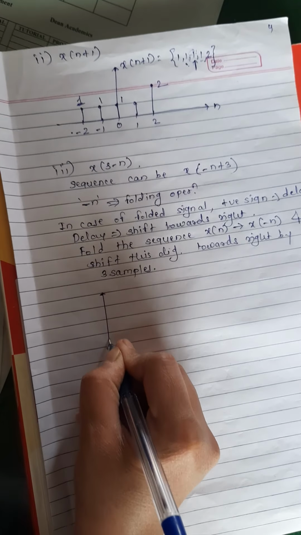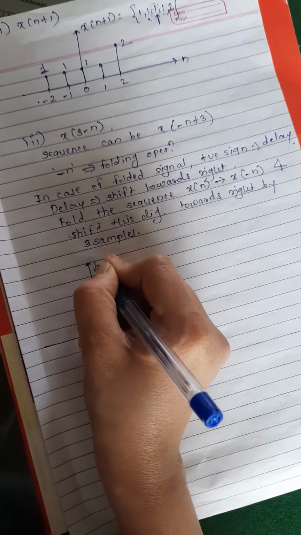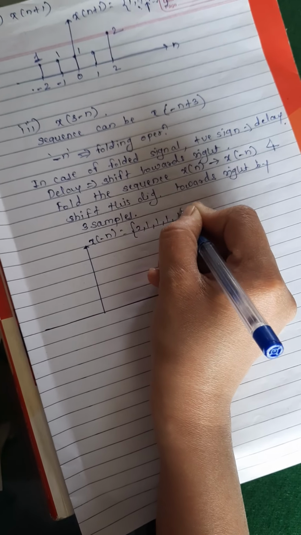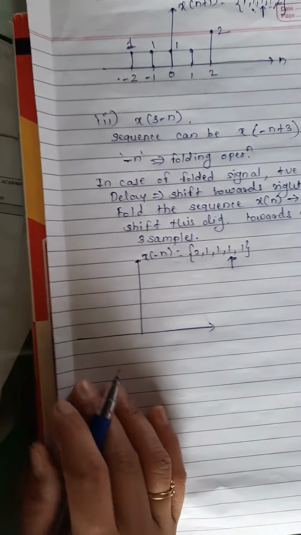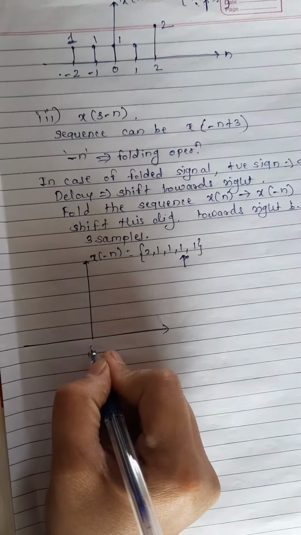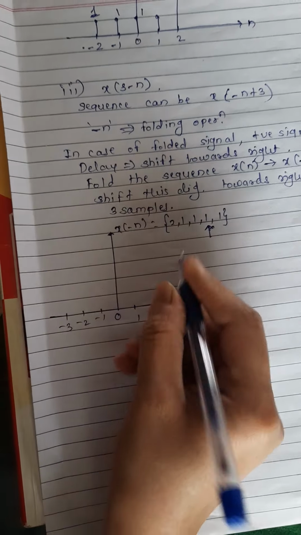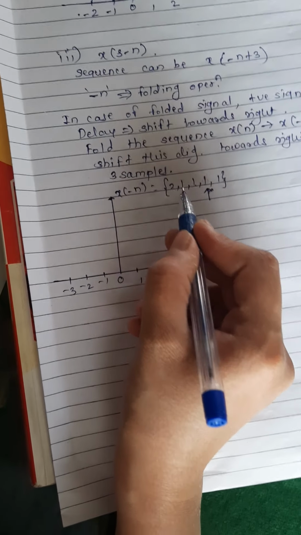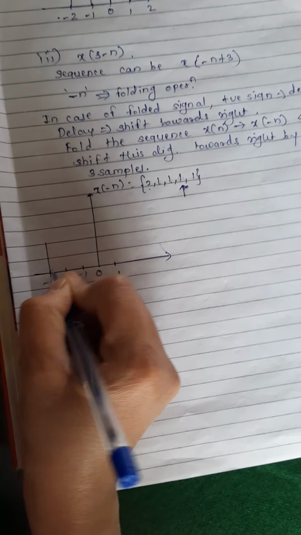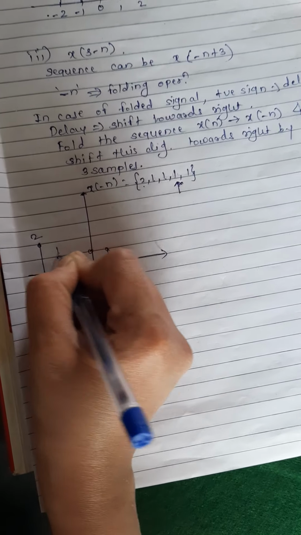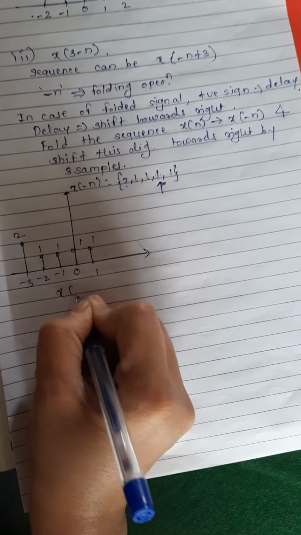So first we have to draw x of minus n. This is x of minus n: 2, 1, 1, 1, 1, with positions 0, 1, minus 1, minus 2, minus 3. For minus 3 the value is 2, and for the others it is 1. This sequence is x of minus n.